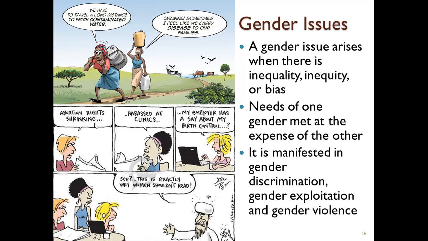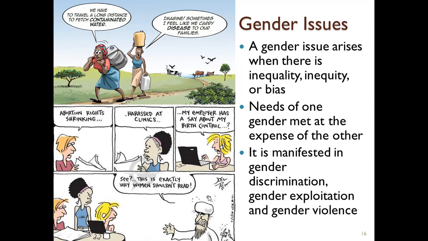You also have, for instance, an issue regarding abortion. One is saying abortion rights are shrinking, reading a newspaper. Another one is reading, sorry, not specifically a newspaper, but a document that has information. One other says, harassment at clinics when we go. Maybe when they go for healthcare services. Then another one is using an electronic gadget there. Also, another woman is reading: does my employer have a say about my birth control?